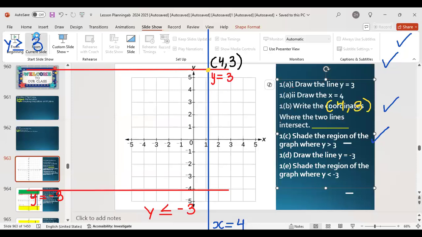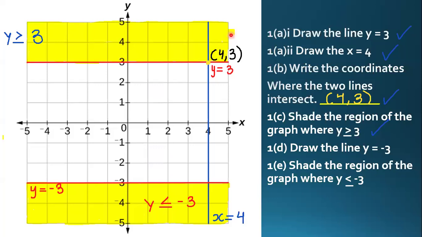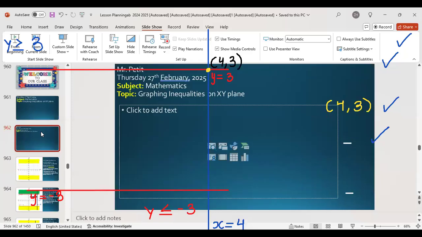Let me take a screenshot of this. Mr. Petit, go ahead. What's the topic? The topic is graphing inequalities on the XY plane. That's it right now. All right. So let's go ahead and do another example. And if you know how to do it on your own, you can go right ahead. But if you want to do it along with us, then you're free to do so.